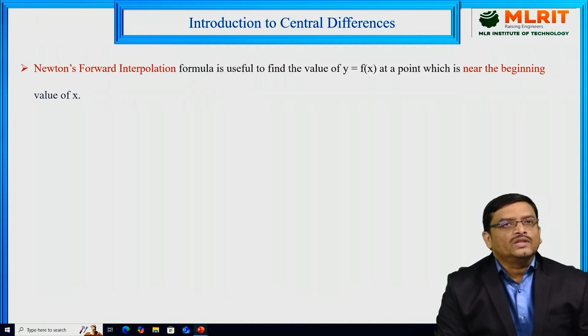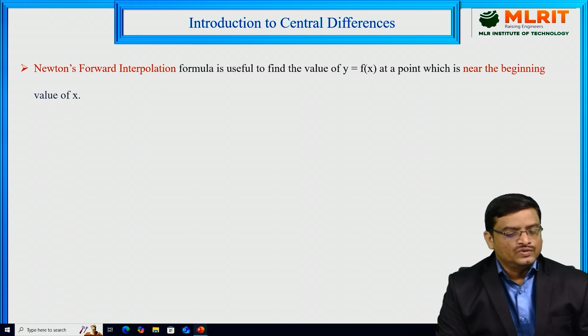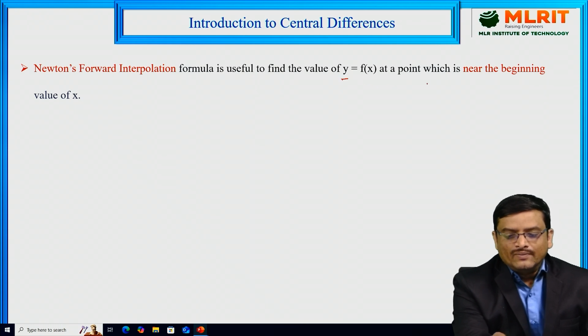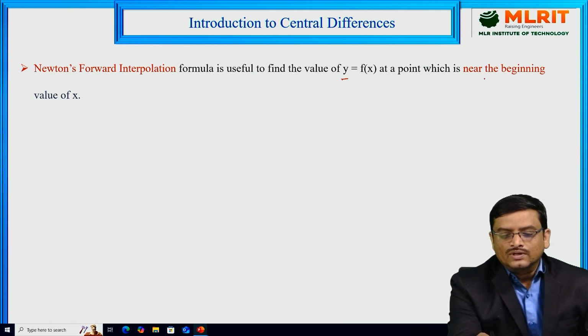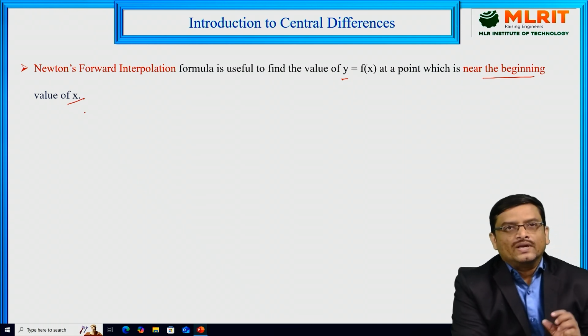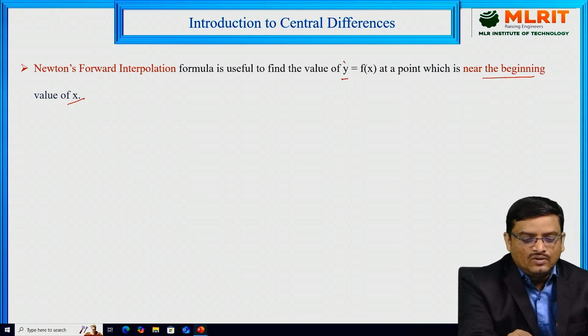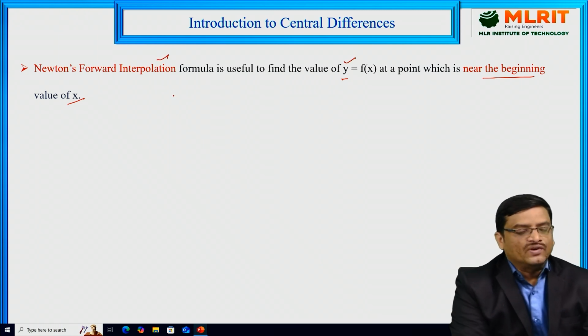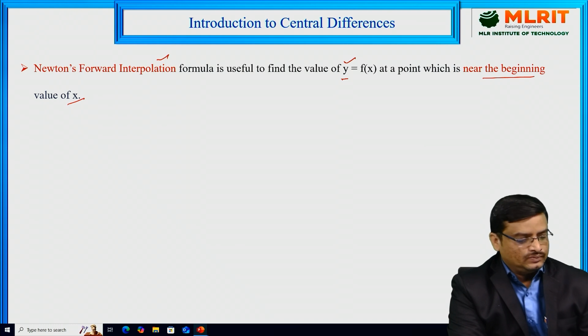So already in the previous videos we have seen Newton's forward interpolation. That's Newton's forward interpolation is used to find out the value of y at a given particular value of x whenever that x value lies at the beginning of the table here. So whenever the x lies at the beginning of the table, then if you want to find out the value of y from the given data, then we can go to the concept of Newton's forward interpolation.